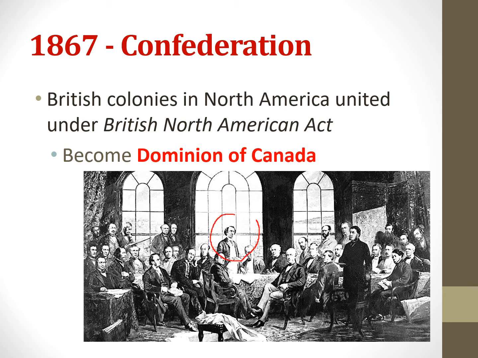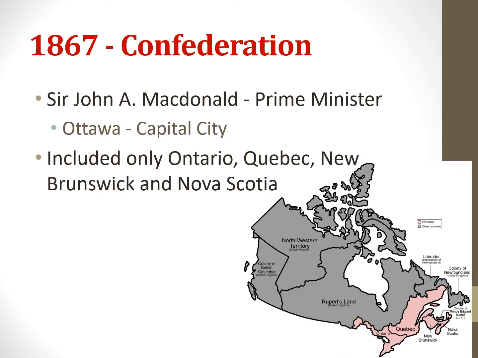You will also notice right in the middle, there's a gentleman. I'm just going to circle him. This right here is the Prime Minister. This is John A. Macdonald, and he becomes the first Prime Minister of Canada. So as you can see on this map, Sir John A. Macdonald becomes the Prime Minister. Now he's an interesting fellow. He's got a very interesting sort of colorful history, as many politicians in Canada did.